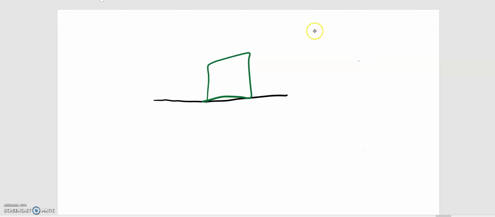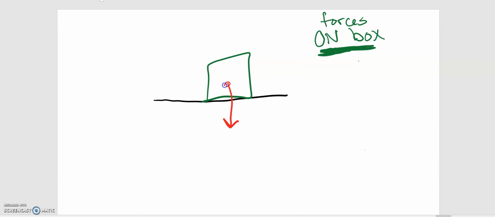If we want to talk about what forces are acting on the box, okay, so forces on the box. You have to be very careful because we only want forces that are being applied to the box. We do not want to look at the forces that the box is applying. So for an object like this, we have gravity pulling it down, and sometimes that's where people want to stop.